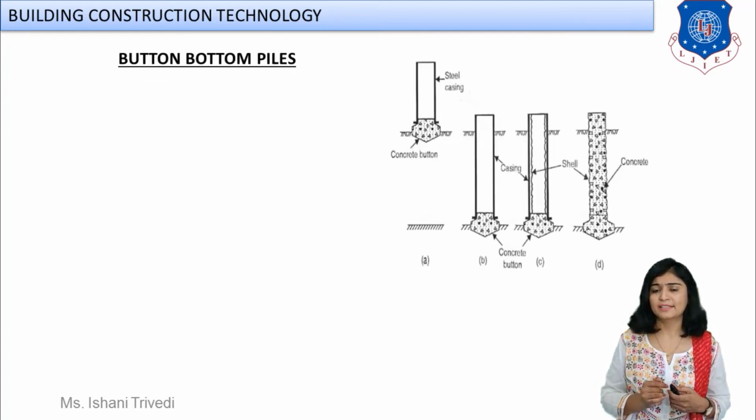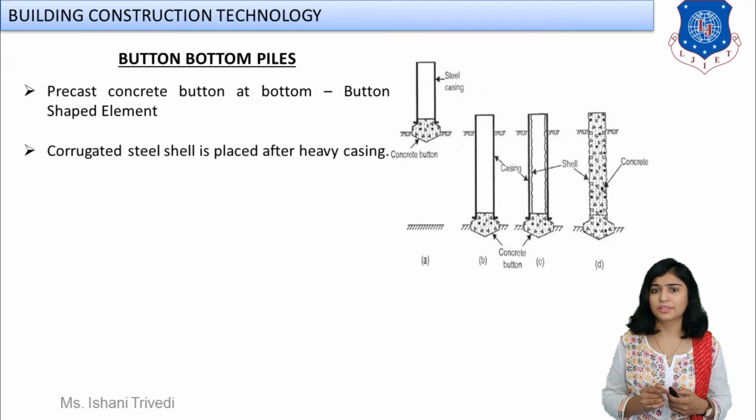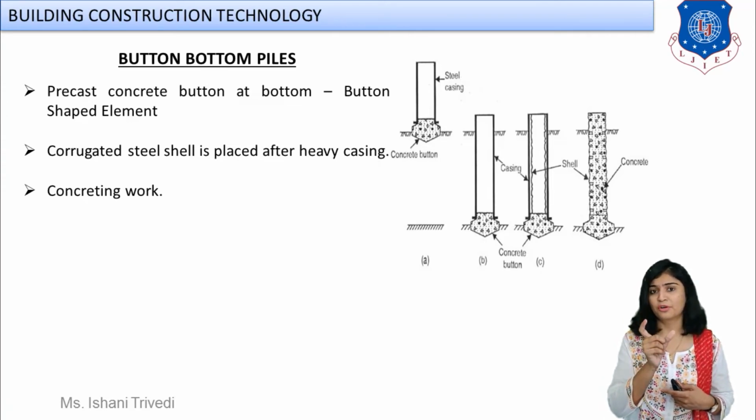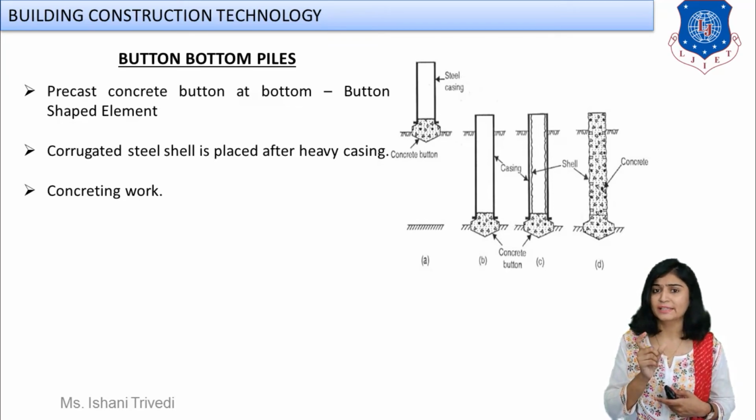Next, going to the last type of cased cast in situ concrete pile, that is your button bottom piles. Now see students, if you understand the swage pile, then you will be able to also understand the button bottom piles. Again, we can see over here that a precast concrete plug is provided at the bottom, but the difference you can see over here is that it is of a button shape. It is also even broad. So this is going to give you the effect of a spread footing as well at the bottom.